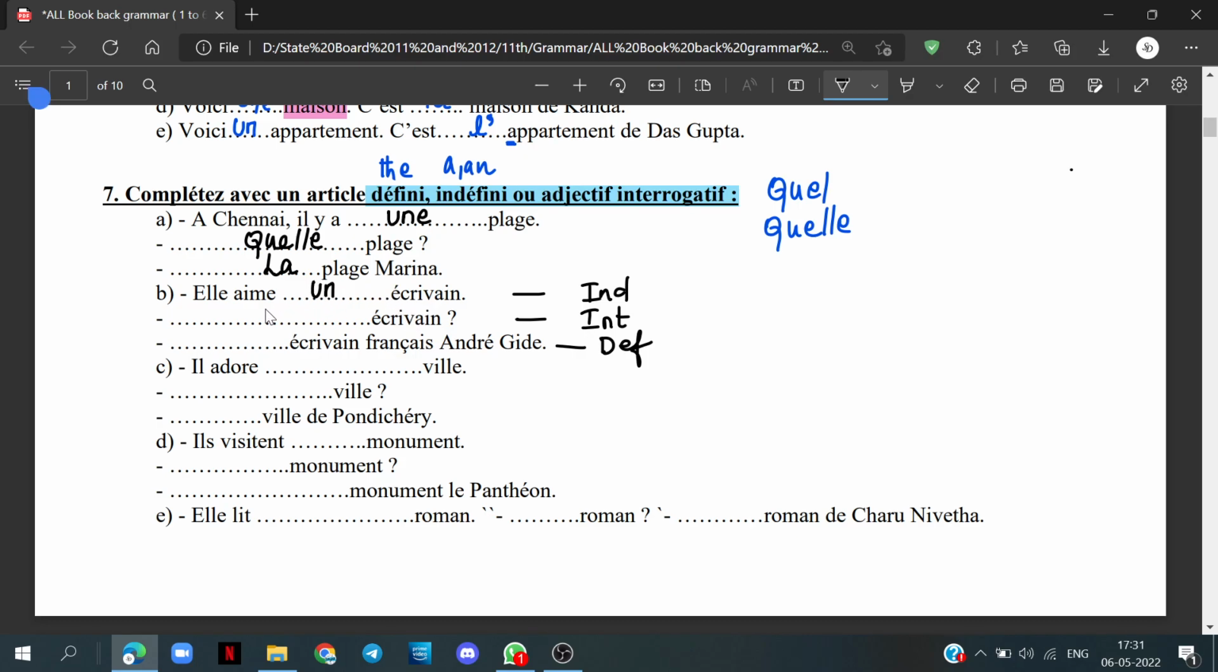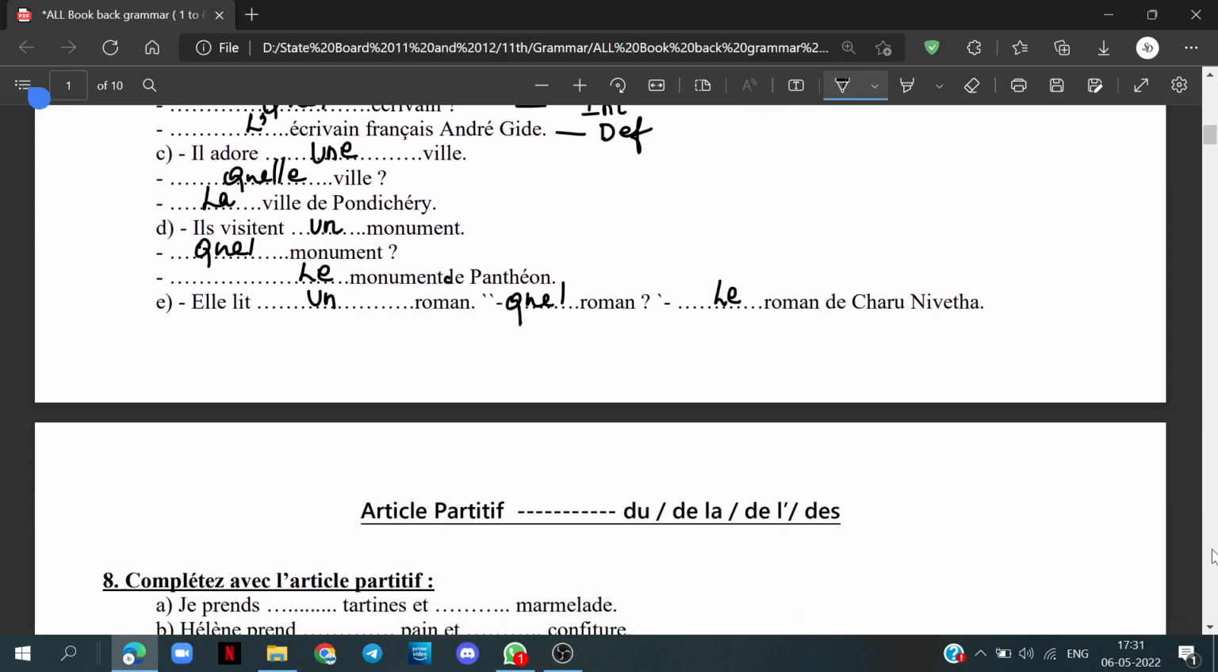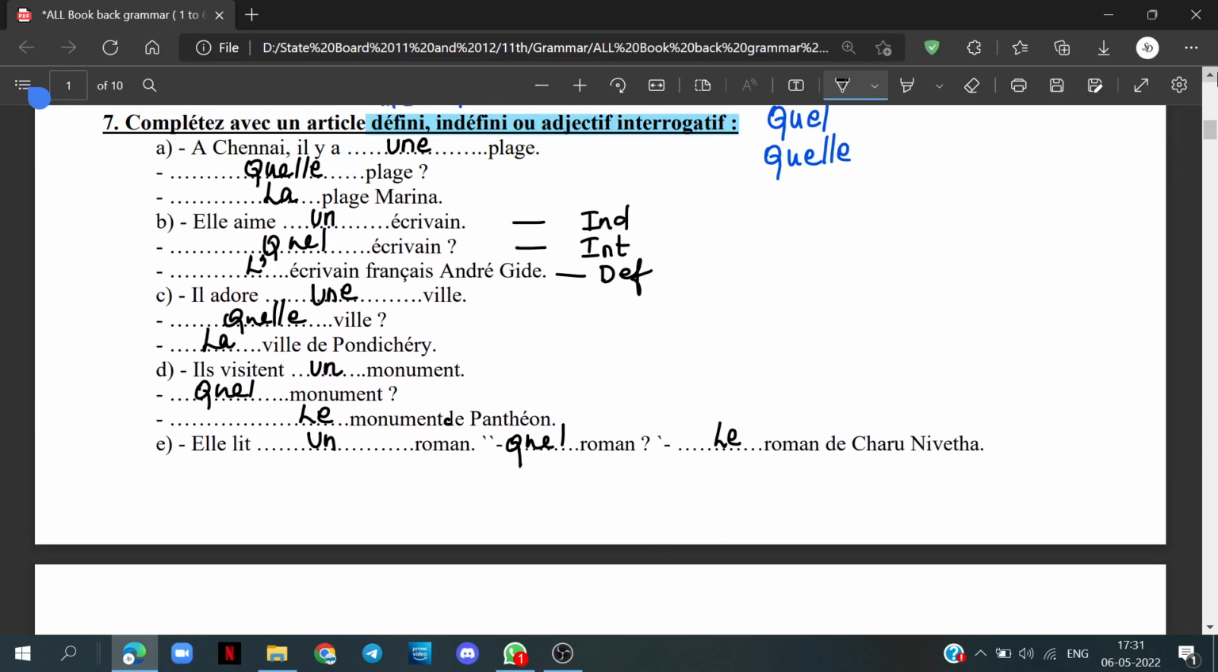Elle aime un écrivain. Quel écrivain? L'écrivain. Elle adore une ville. Quelle ville? La ville. Monument is masculine. Un monument. Quel monument? Le monument, le pantalon. I think it's the. Then Roma. Quel Roma? Le Roma. So this is an exercise which has all the articles in it, that is definite article and indefinite article.